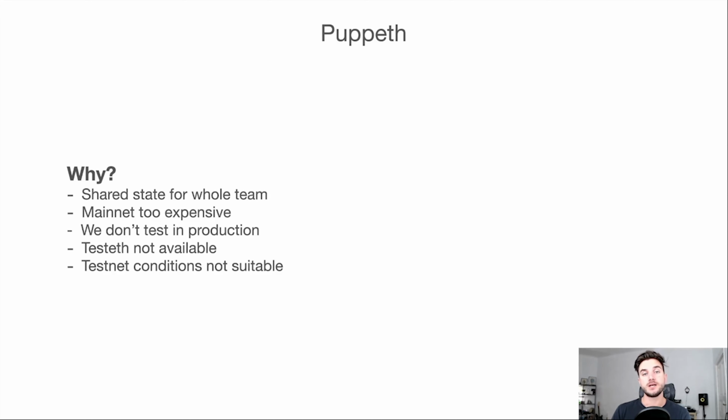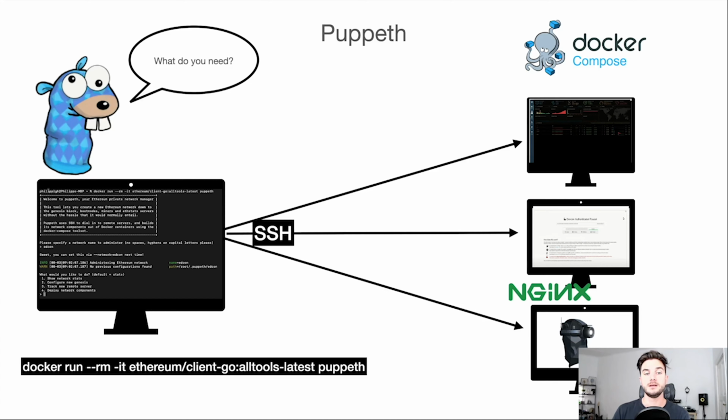As alternative options, we're left with the available public testnets, but sometimes the conditions of these public testnets are not suited for our needs, or we don't have access to the amount of test ether that we want. So it can be really worth it to set up our own infrastructure, and Puppet makes it very easy.